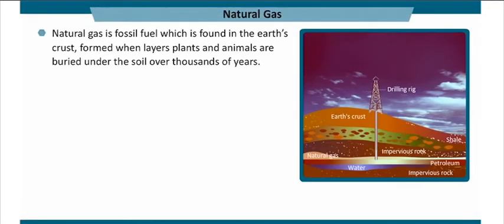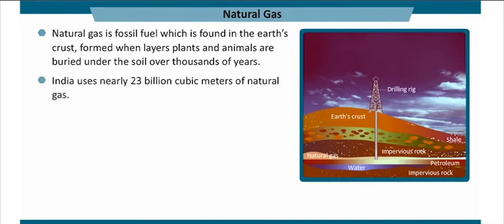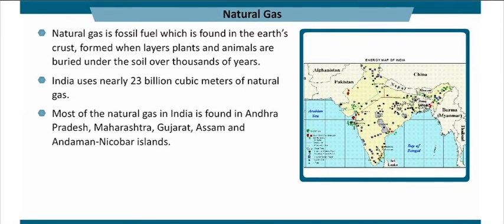Natural gas. Natural gas is a fossil fuel which is found in the Earth's crust, formed when layers of plants and animals are buried under the soil over thousands of years. India uses nearly 23 billion cubic meters of natural gas. Most of the natural gas in India is found in Andhra Pradesh, Maharashtra, Gujarat, Assam and Andaman and Nicobar Islands. Krishna Godavari Delta also has reserves of natural gas.